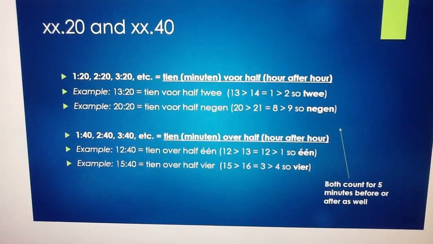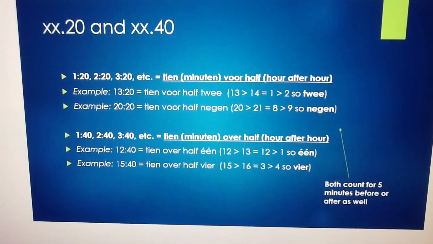Another example is 20:20, 8:20, which is 10 voor half 9, because 20 is followed by 21, and 21 is 9 in Dutch, so we have to say 9, 10 voor half 9. So these two examples make it a bit more clear what I mean. If it's 20 minutes past a certain hour, you have to say 10 voor half, and then the hour which comes after. So again, 13:20 is 10 voor half 2, and 20:20 is 10 voor half 9.